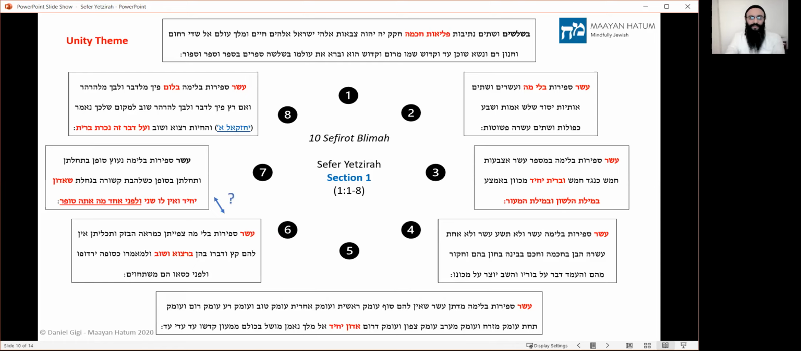Again, we see 10 in the next section. We start seeing numbers 1, 2, 3. But here it's always 10, 10, 10. So 10 is an idea of unity. Blima is a theme of unity. The Brit Yachid, the singular covenant. I've seen it also, Ari Kaplan brings in his commentary. Brit Yachid, some have said, is or has Brit Yichud, a covenant of unity, as opposed to a singular covenant. Something Roland mentioned a few weeks ago.